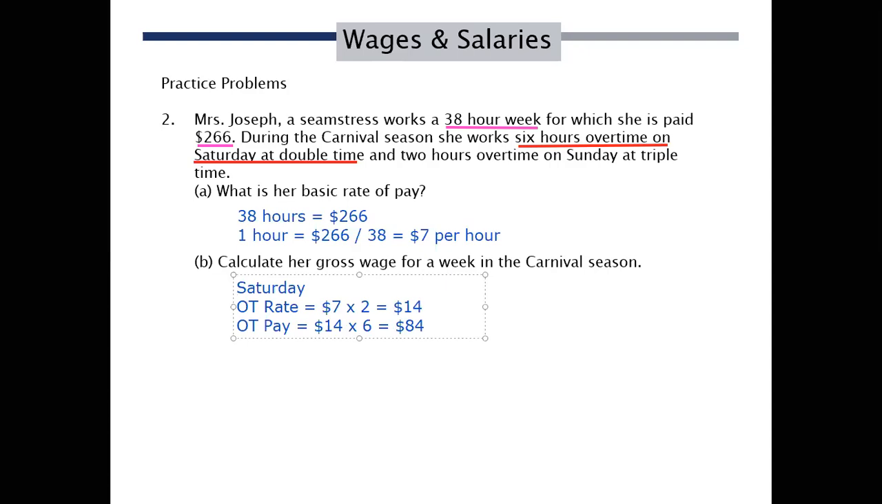So let's look at what we know. We know for a basic week, Monday to Friday, she made $266. And then we also know that on Saturday, she made $84. Now let's look at what happens on Sunday. So, let's read the question first and identify what pieces of information there are about Sunday.